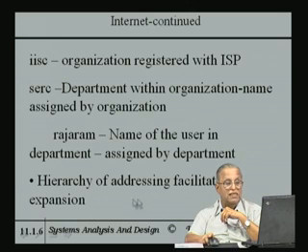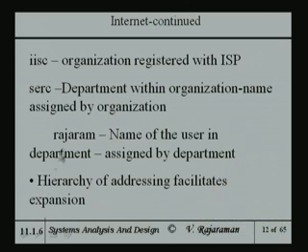And this hierarchy of addressing facilitates expansion. Suppose tomorrow one more person joins the department, then you can give one more address for that person and add it without touching the rest of the thing. And similarly, if the internet service provider, namely ARNET, gets one more organization as their subscriber, they can add a new subscriber name, just like IAC, they can add another name. So that is the whole idea.